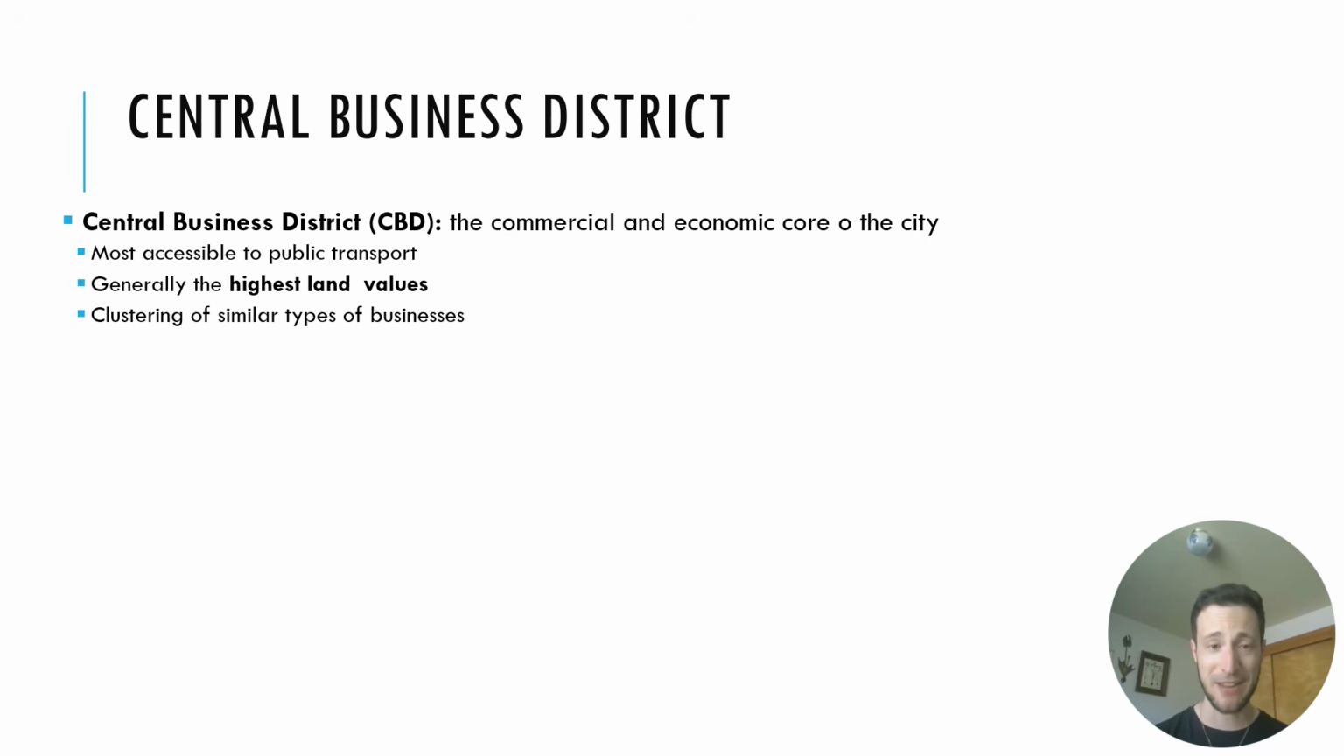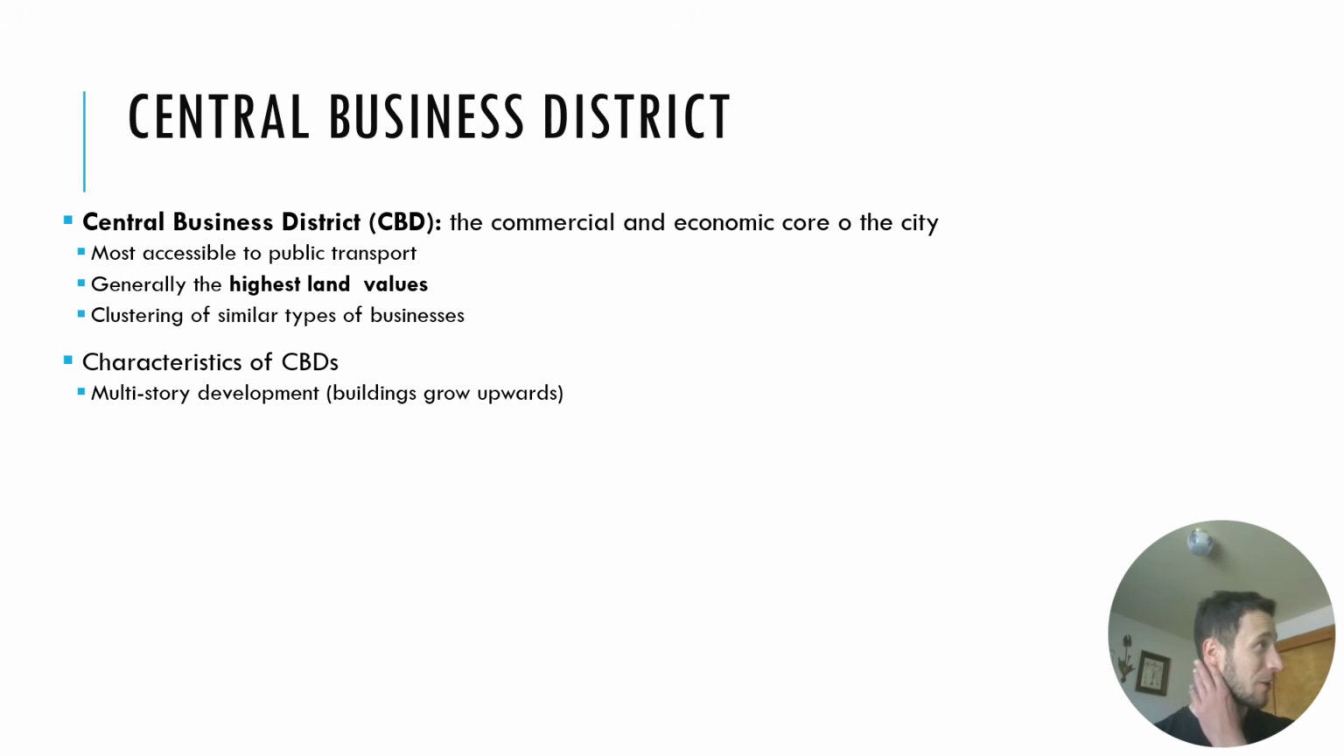It generally has the highest land values. It's usually a clustering of similar types of businesses. In Boise, Idaho, it's usually around the capitol in the north, and then, well, northeast, sort of. And then you've got down to Myrtle, down to the south or the southwest, because it kind of hits on a diagonal. And then like 8th Street would be like smack dab in the middle.